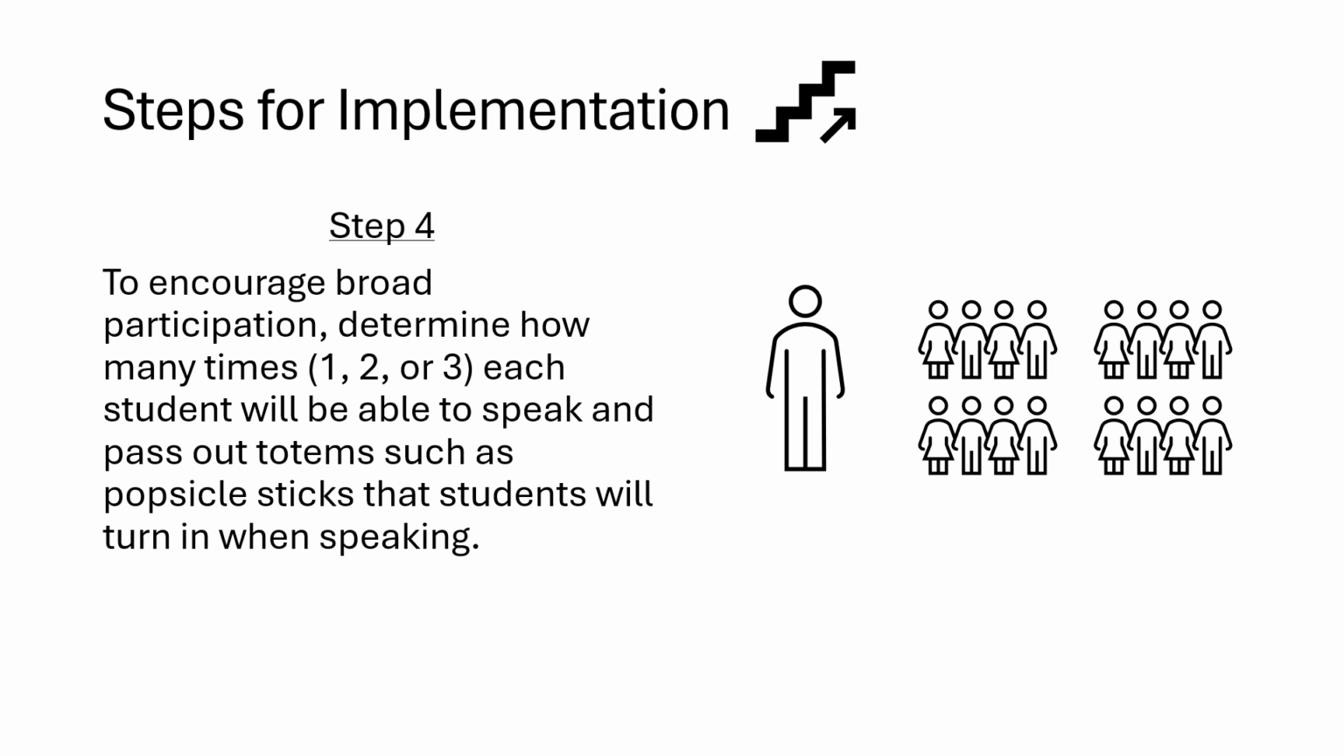Right, now we're getting into starting the actual debate. To encourage broad participation, determine how many times each student will be able to speak, usually 1 time, 2, or 3, and then pass out totems, such as popsicle sticks or even a highlighter or a pencil, that students will turn in when it's their turn to speak.